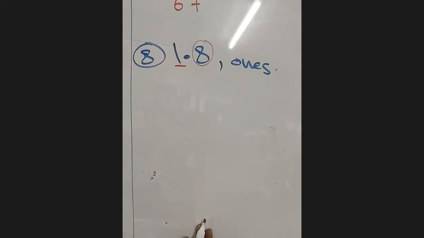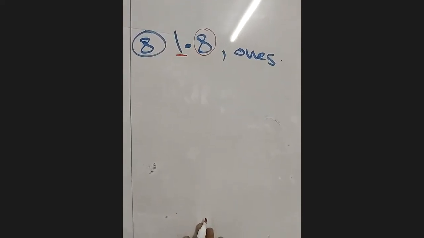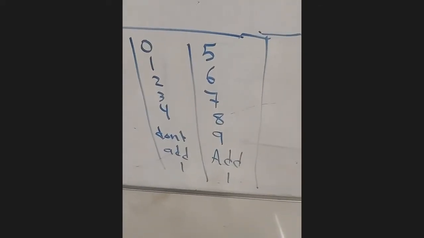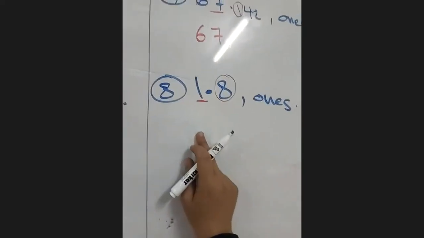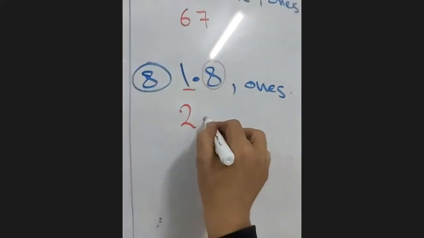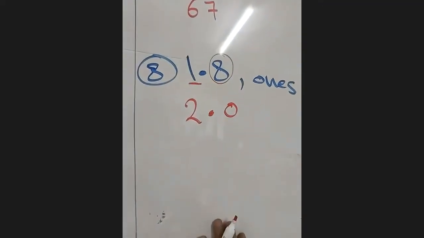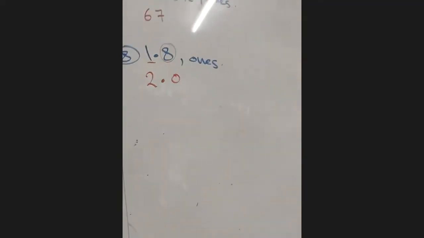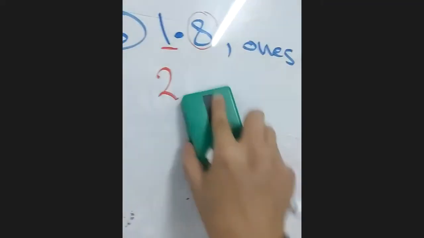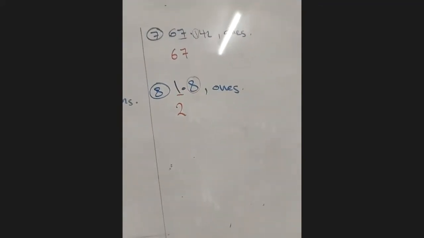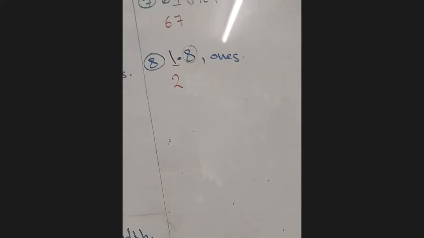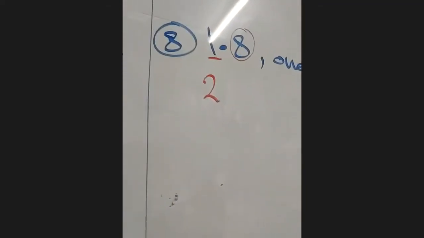If it is 5, 6, 7, 8, 9, we will add 1. The 1 will be what? 2. Decimal, and the 8 will be 0. Do we need the decimal and the 0? No, we do not. Good. So the rounded answer is what? Only 2. Thank you. This is question 8, guys.